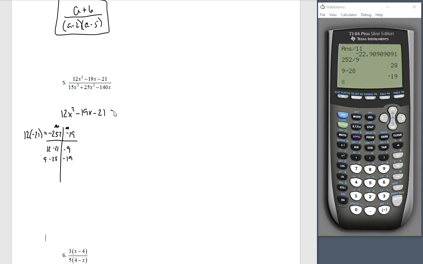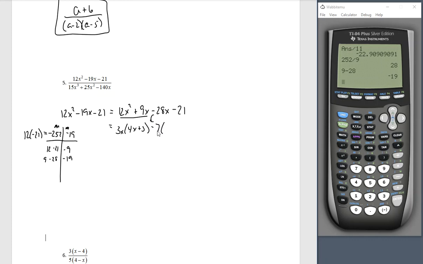So now we'll rewrite this as 12x squared plus 9x minus 28x minus 21. All right, and we see here that I've rewritten the minus 19x as plus 9x minus 28x. These first two have a 3x in common. I'm left with a 4x plus 3. Bring down the negative in the middle. 28x and 21 have a 7 in common, but keep in mind we factored out a negative 7 now.